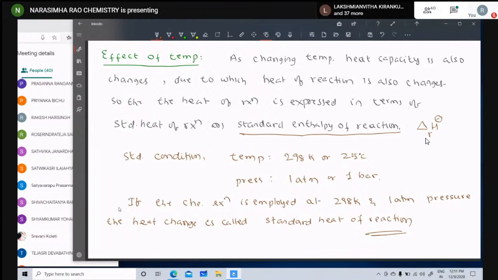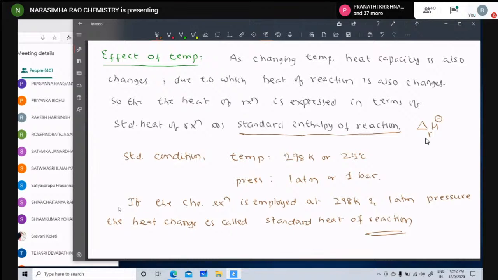As the temperature changes, the heat capacity of the system, meaning the reacting species as well as products, also changes. That's why the amount of heat evolved or absorbed also changes. So the temperature must be specified for the enthalpy of the reaction, due to which this heat of reaction can be explained on the basis of the standard enthalpy of reaction.